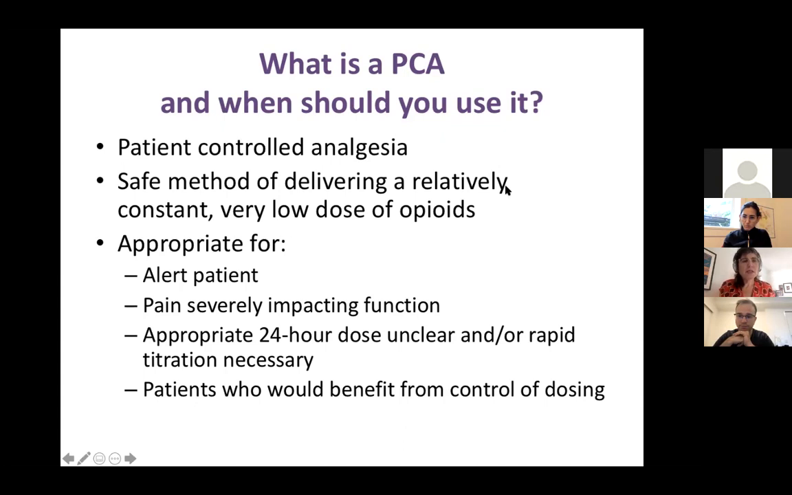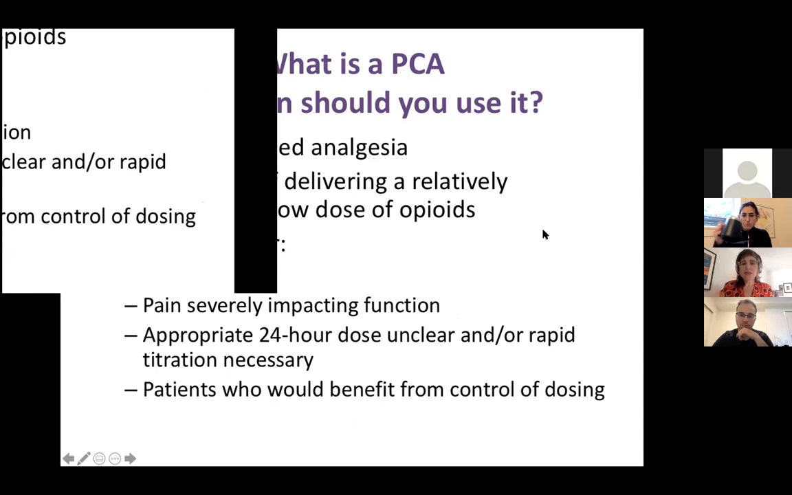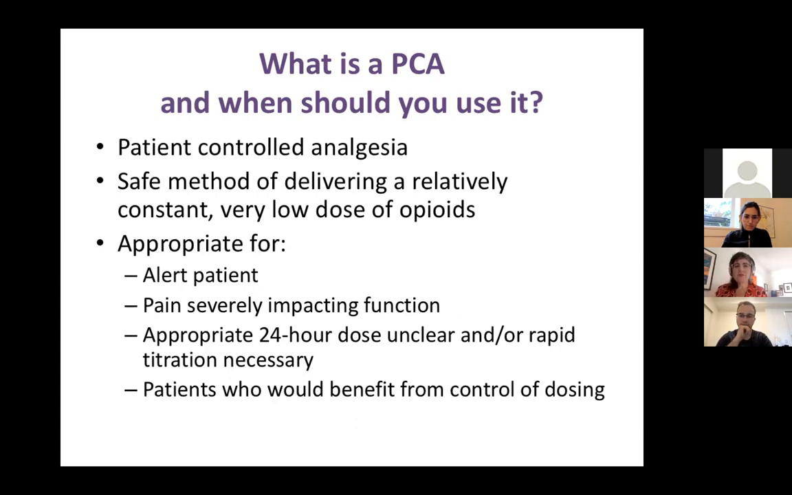Yep, good question. So I've thrown around this idea of a PCA, a patient-controlled analgesia pump. What is that, and what do you need to know about it? A PCA pump is a safe method of delivering a relatively constant, really low dose of opioids. It's appropriate for a patient who's alert enough to press a button, where they otherwise would be appropriate for opioids, the pain is impacting their function, and you don't know their 24-hour dose or you need to titrate rapidly.